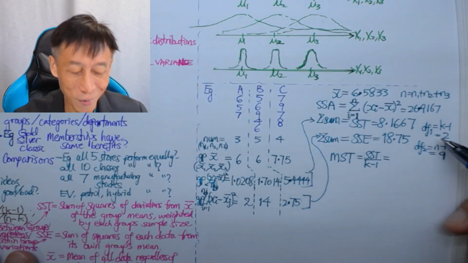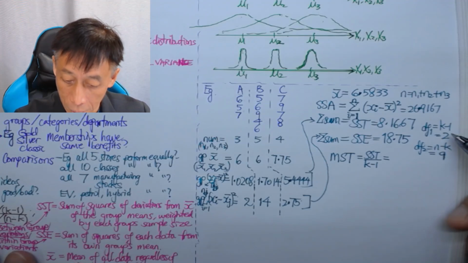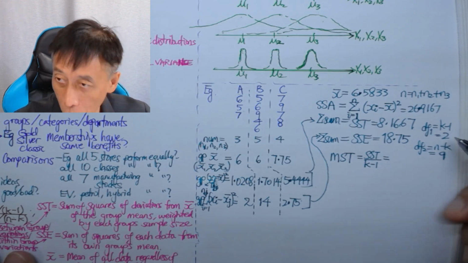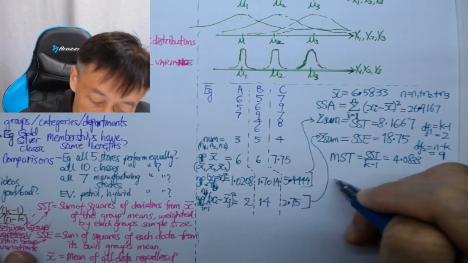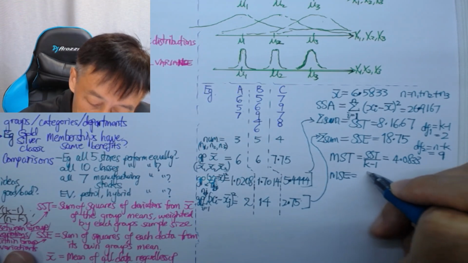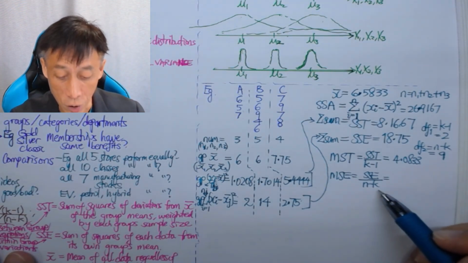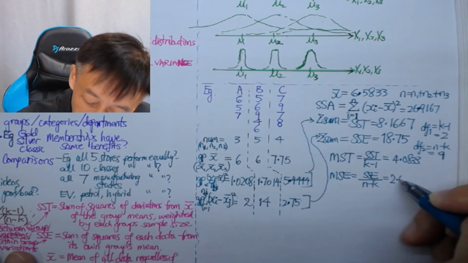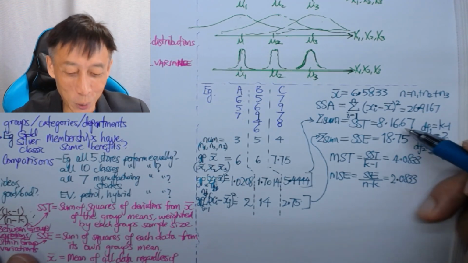Yeah, so our F test statistic will be measured against the critical value, right, with degrees of freedom 2 and 9. So for MST, we get SST over K minus 1, degrees of freedom 2, basically, right? So we get 4.0833. And MSE, you will get SSE over N minus K, right? So N minus K is a much larger number, so we might be surprised. Let's see. After the division, we get 2.0833. So now it's not so obvious, right?